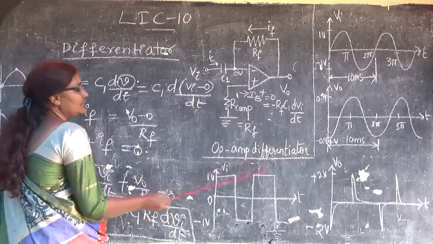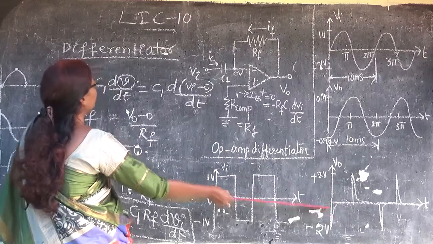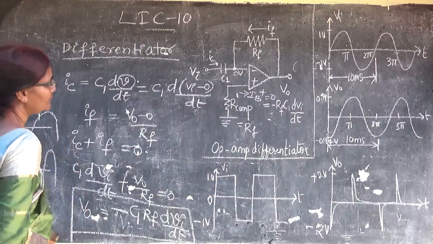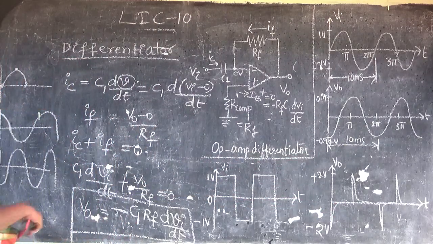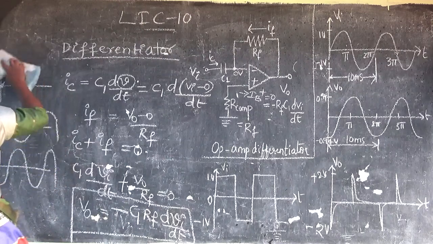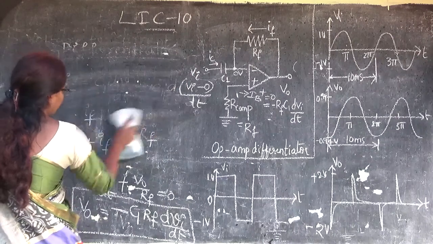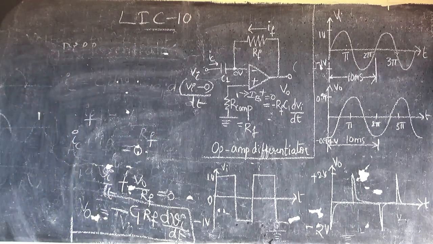So if this input is given to this differentiator, you will get this as the output. So this is about the differentiator. And now we are going to see the integrator circuit. And you can consider one thing, that the differentiator is a high pass circuit, whereas the integrator will be the low pass circuit.